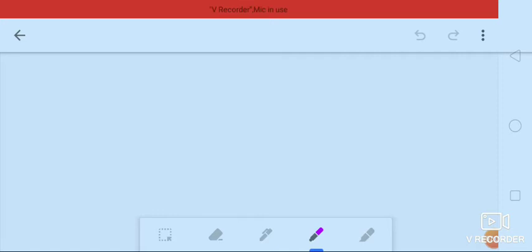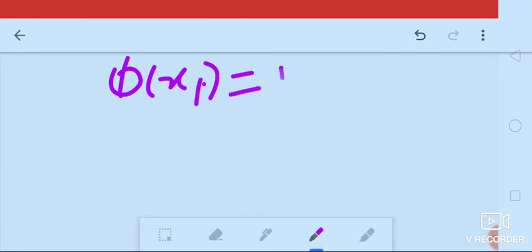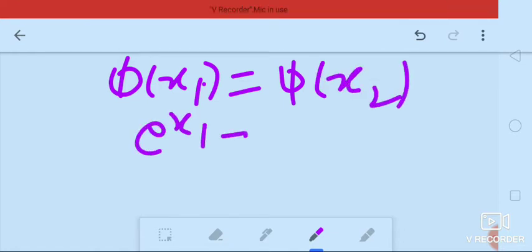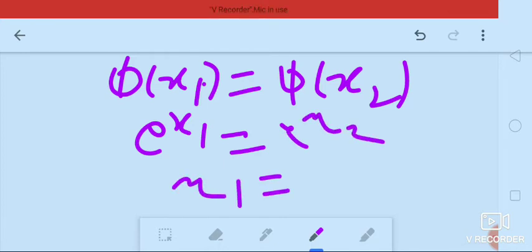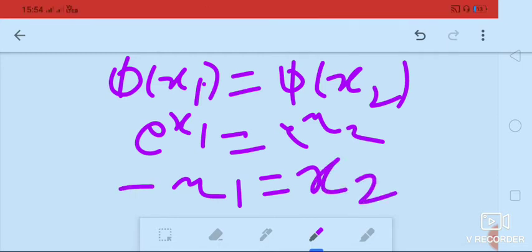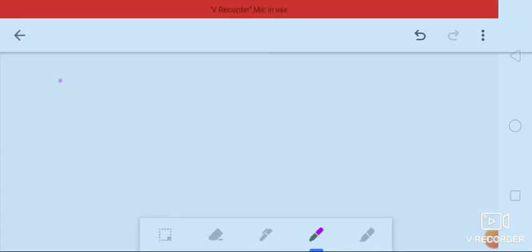The second condition is one-one. Suppose pi of x1 is equal to pi of x2. So e power x1 is equal to e power x2, so x1 is equal to x2. So this satisfies the one-one condition. This pi is one-one. Now I want to prove that pi is an onto function.